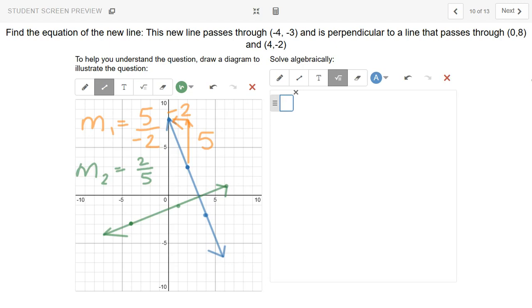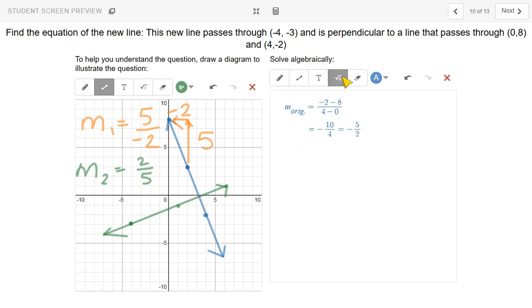If we were solving algebraically, we would find the slope of our original line. So we have y2 minus y1, -2 minus 8, and 4 minus 0. That equals -10 over 4, and we get it simplified to -5 over 2.